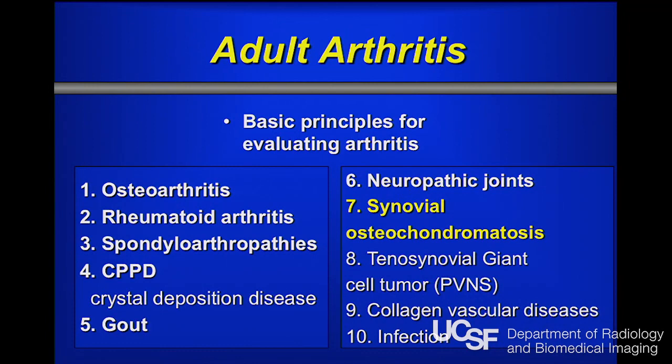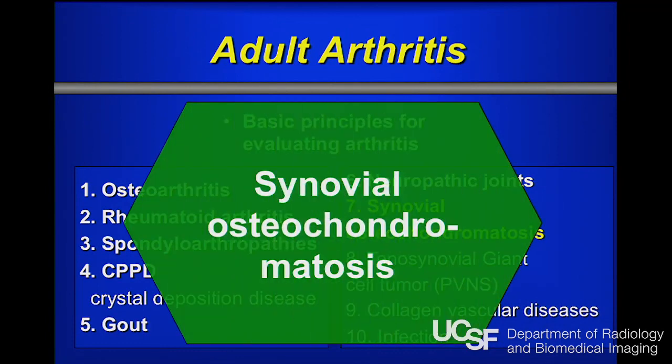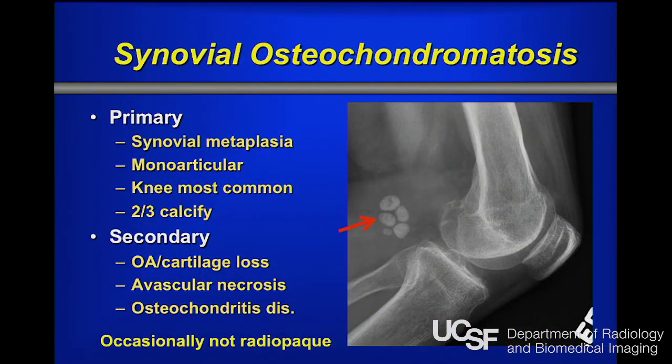Synovial osteochondromatosis can be either secondary or primary. The primary type is found in younger patients and goes along with synovial metaplasia of the joint, of the cartilage. It is most frequently monoarticular. The knee is the most common site. And also what is really important is that you do not always see calcification. So the radiographs can look completely normal. You may not see calcifications in about two-thirds of the cases.